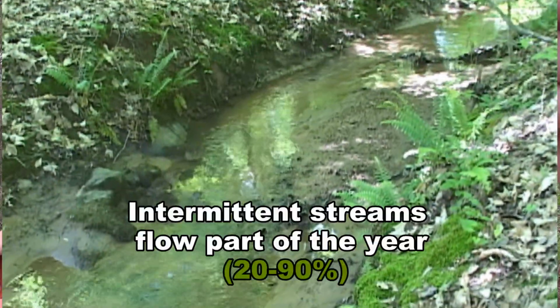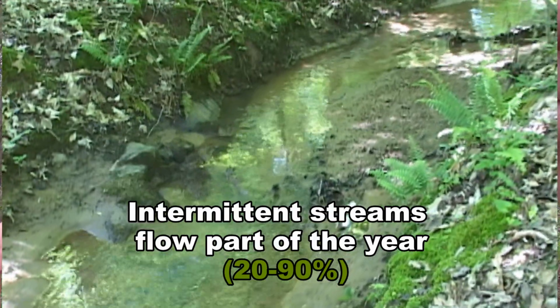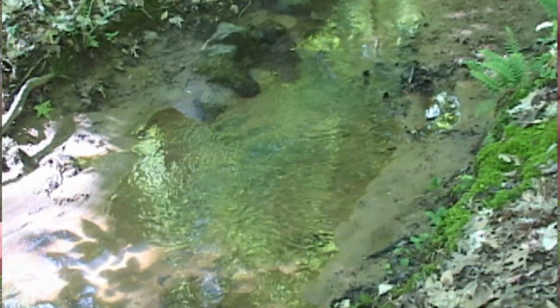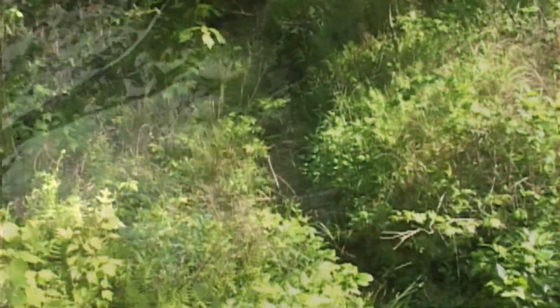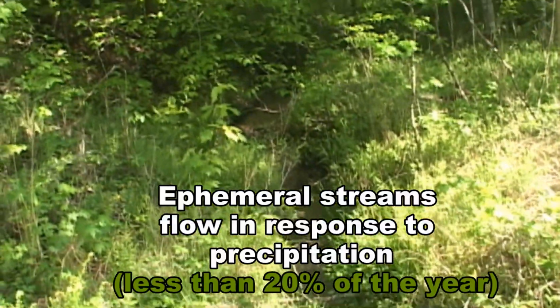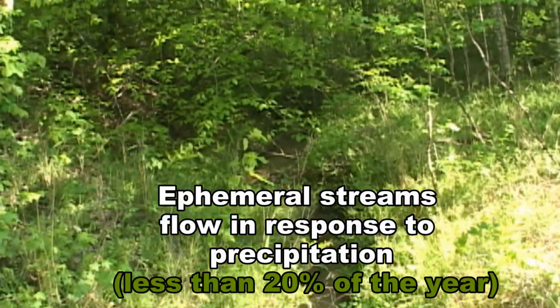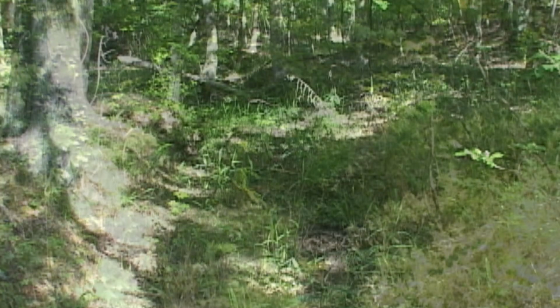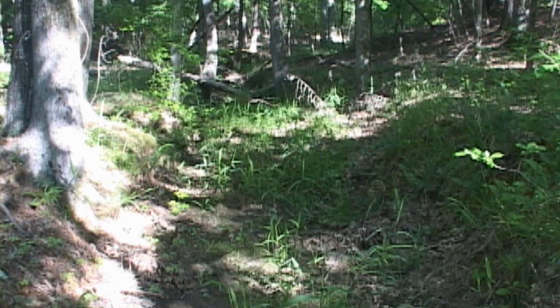Intermittent streams flow part of the year, from 20 to 90% of the time. There will often be a fine layer of silt in the stream channel. Ephemeral streams flow in response to precipitation, usually less than 20% of the time. Ephemeral streams may have roots, leaves, and even vegetation in the channel.